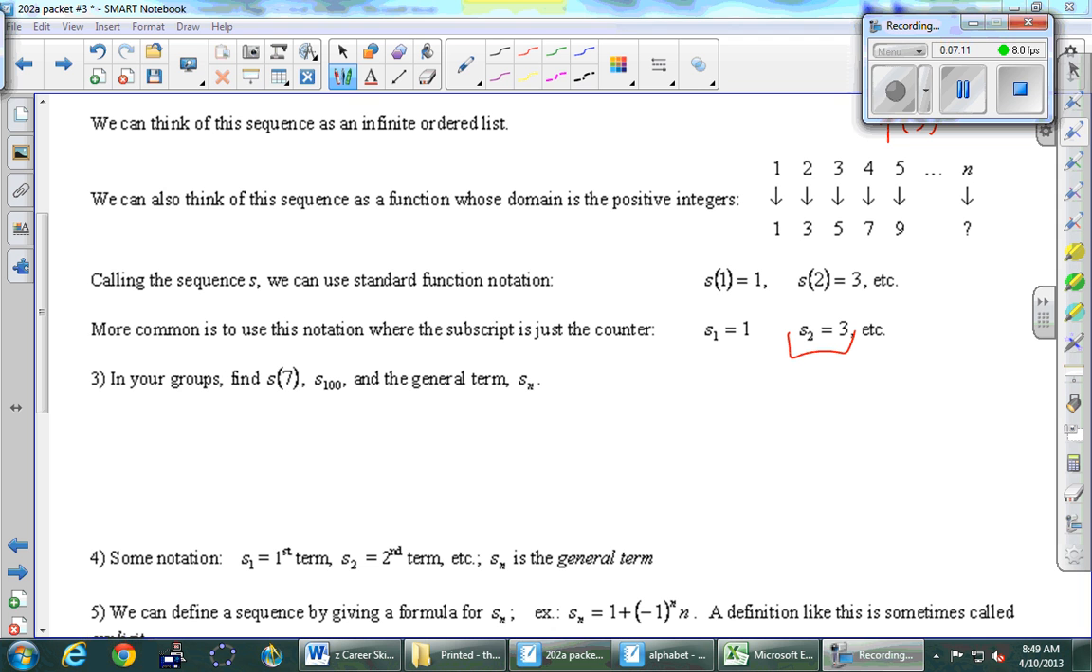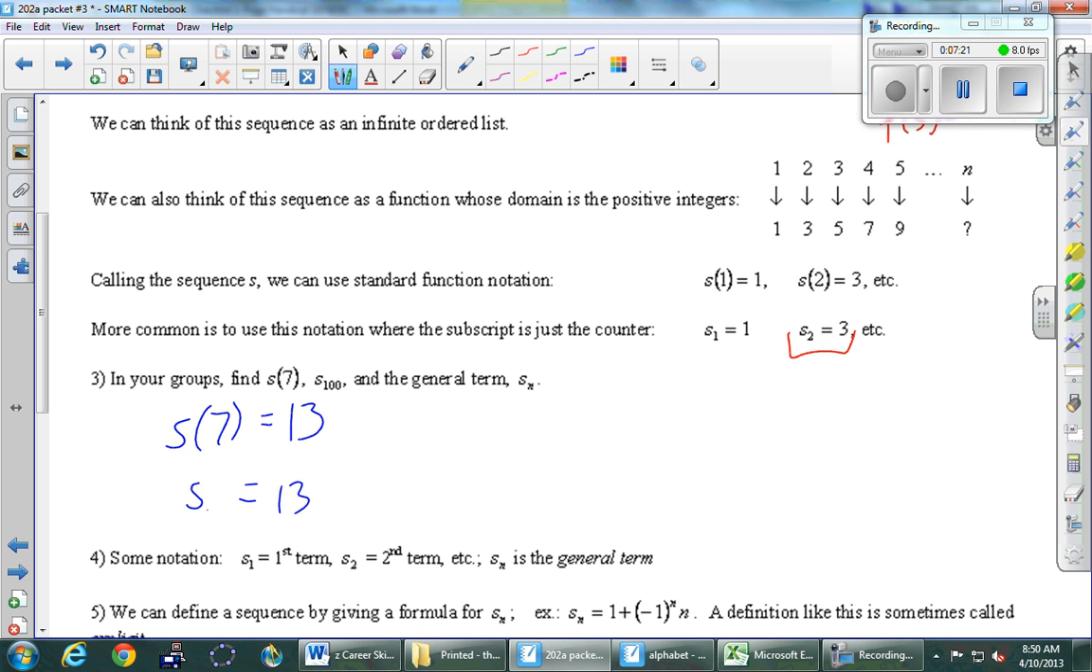S of 7, the 7th term in this list is 13. What's another way to say S of 7? Is S sub 7. Okay, so the name of this sequence is S. The little subscript tells you which number in the sequence you're referring to, which position you're referring to. But the actual 7th number in this list is 13. We're almost always going to use that bottom notation, not the function notation.